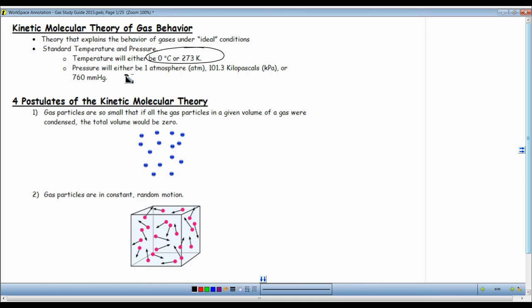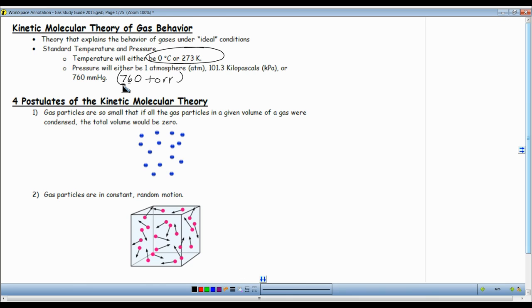Equivalent would be 760 torr. You might run into this unit at some point. They are equivalent. A man named Torricelli was the one that came up with this concept of a barometer, where the level of the mercury would rise or fall depending on the atmospheric pressure.